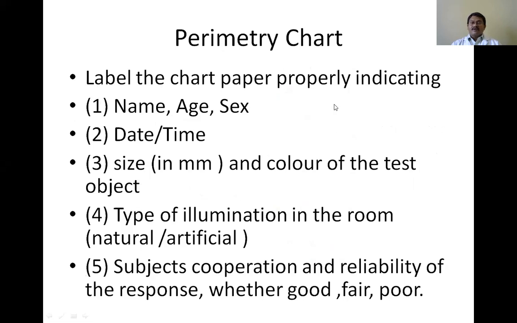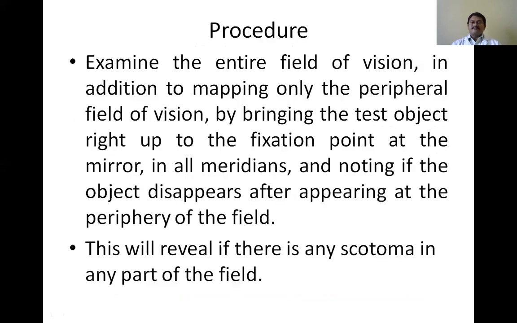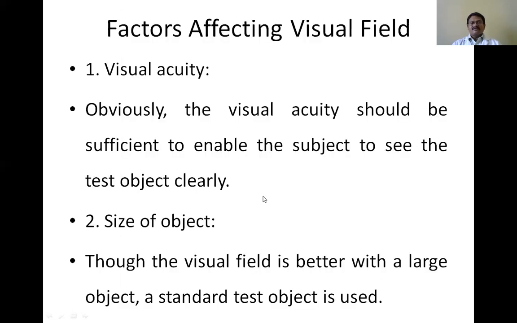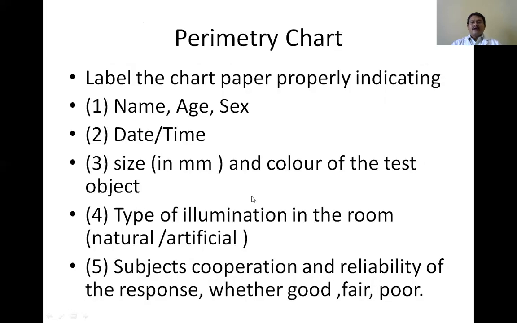The perimeter chart. Whenever you are using the perimeter chart, you have to write down the name, date, and whichever chart you have used. You have to mark the right eye and left eye, and you have to mark all the points. The name and the sex of the subject also you have to mention. And the size of the object and the color of the object also you have to write. And the illumination, and whether the subject is cooperative or not, also we have to note.